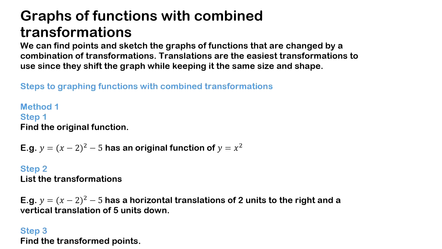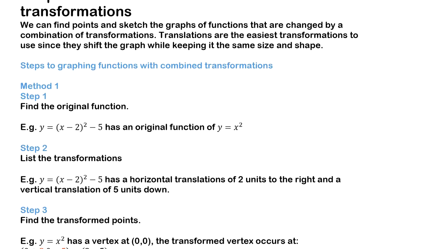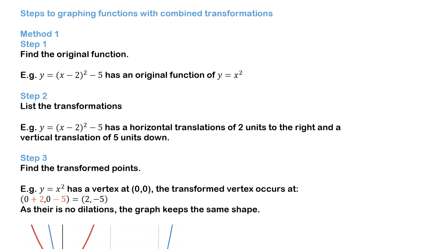On your screen, you'll see some steps to graphing functions with combined transformations. So method 1 here is you state the original function. On your screen you also see we have y equals (x minus 2) squared minus 5. That has an original function of a parabola, which is y equals x squared. We then can list our transformations, what is occurring. We know there's a horizontal translation of 2 units to the right, given by the negative 2 in the equation. And there's a vertical translation of 5 units down, which is seen by the minus 5 in the equation.